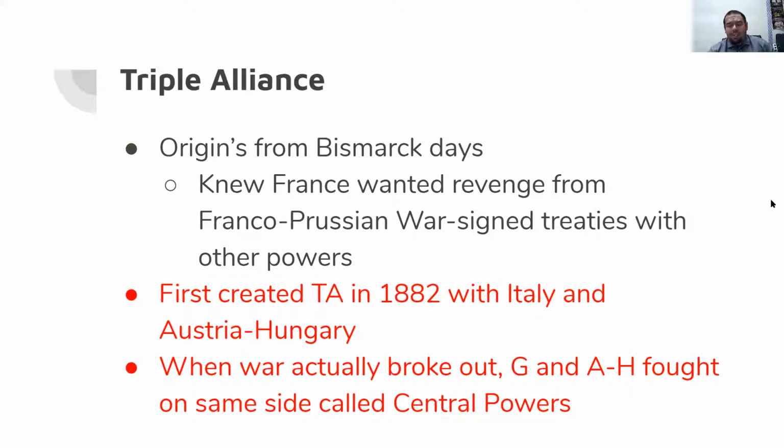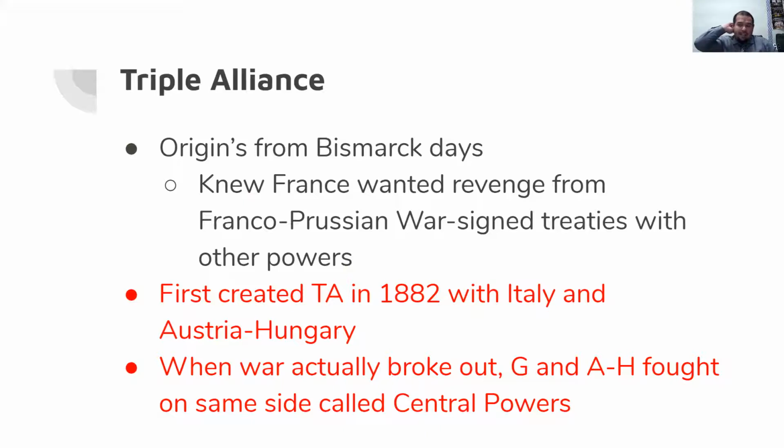Okay, the Triple Alliance. So test question. The Triple Alliance has origins from our boy Bismarck. So Bismarck knew France would want revenge for their horrible loss in the Franco-Prussian War. So he will sign treaties with other powers. First created the Triple Alliance in 1882 with Italy and Austria-Hungary.